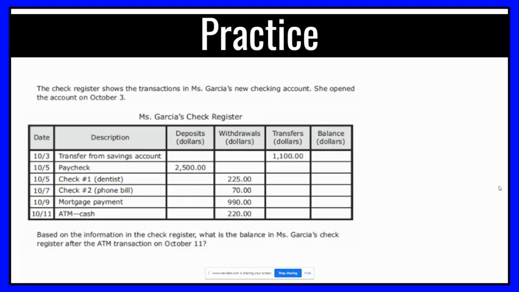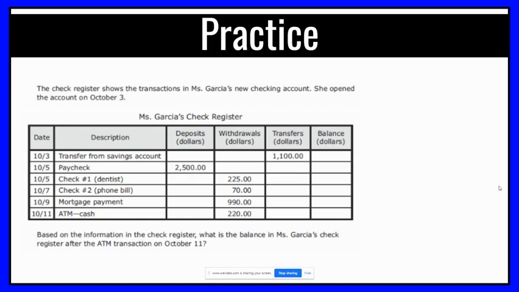Our last practice problem we have, it says the check register shows the transactions in Mrs. Garcia's new checking account she opened on October 3rd. So here we have 6 columns. We have the date, the description, deposits, withdrawals, but we also have a transfer column.